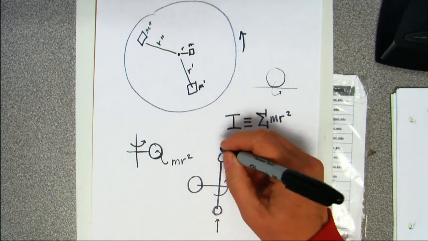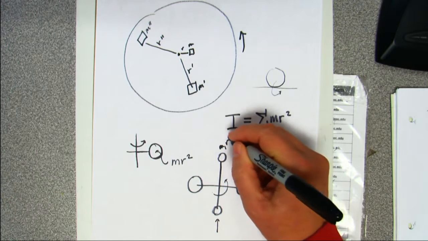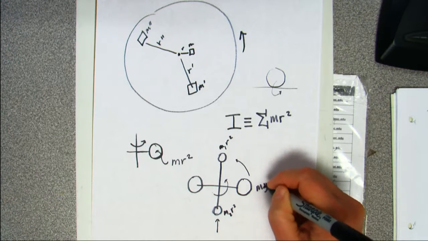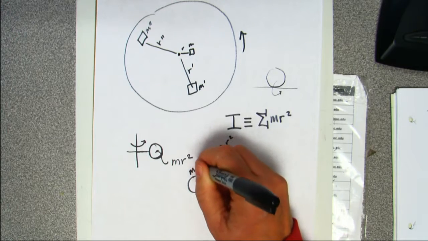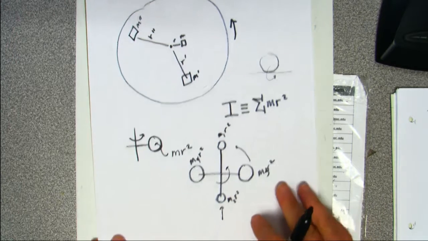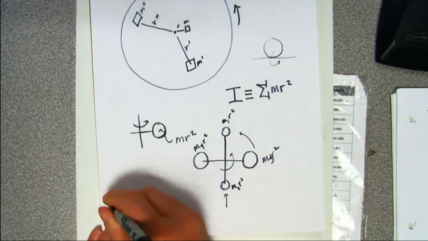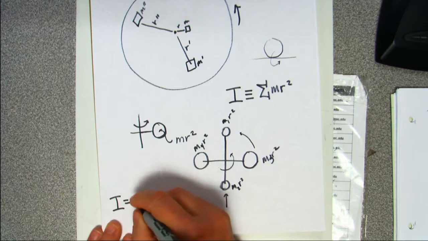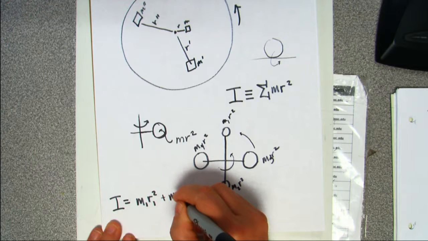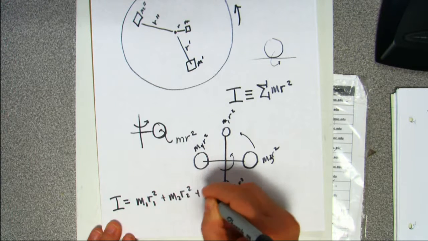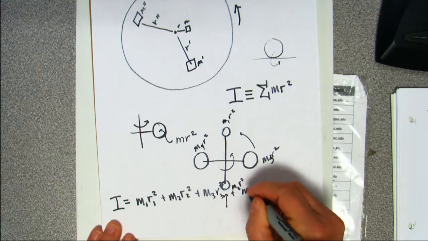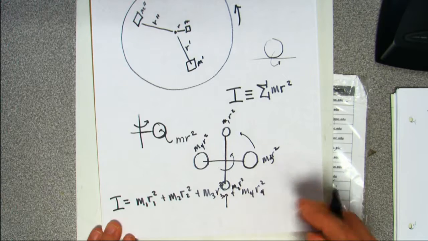But in these, I can take each one of these as m1r squared, and this is m2r squared, and this is m3r squared, and this is m4r squared. And if I do this sum of the individual masses, calculating its moment of inertia, I'm going to have m1r1 squared plus m2r2 squared plus m3r3 squared plus m4r4 squared.